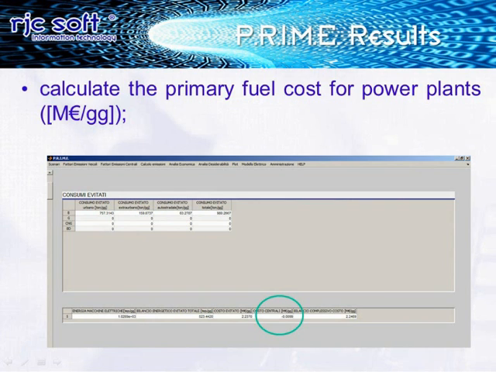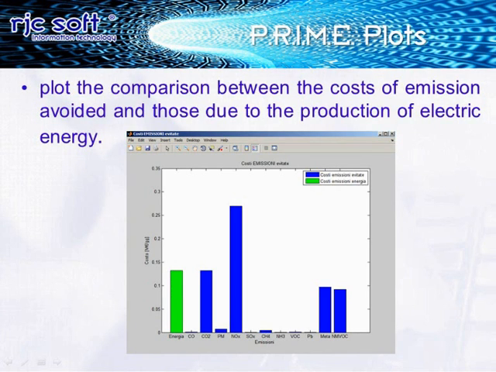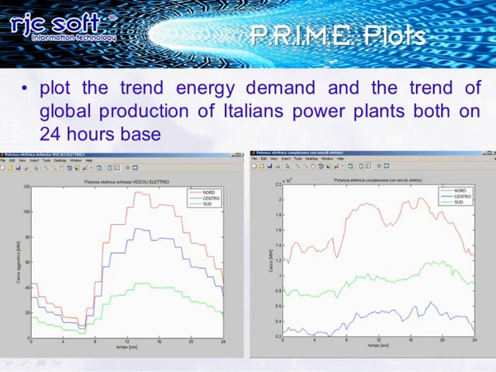The software P.R.I.M.E can also evaluate the cost of pollutant emissions produced both from mobility and from production of electricity with the ExternE methodology of the European Commission. The software, using the values of the costs of polluting emissions obtained through the ExternE method, produces a bar graph shown in the figure. Another two graphs obtained with the software P.R.I.M.E demonstrate the trend of the request of additional electricity and the trend of global production of Italian power plants, both on a 24-hour base.